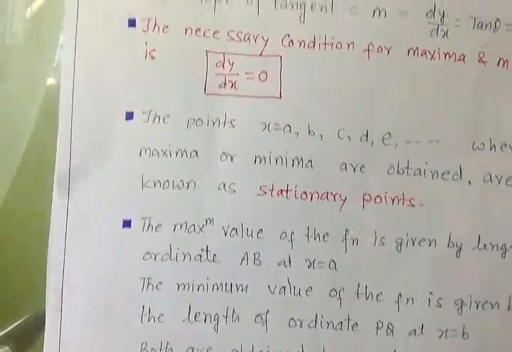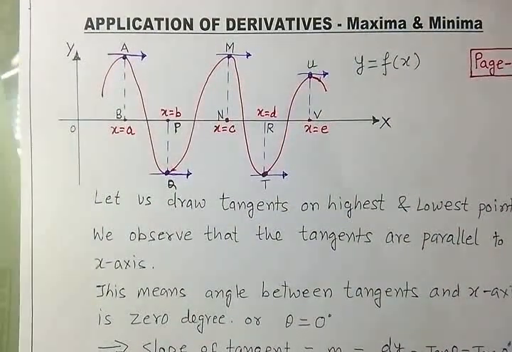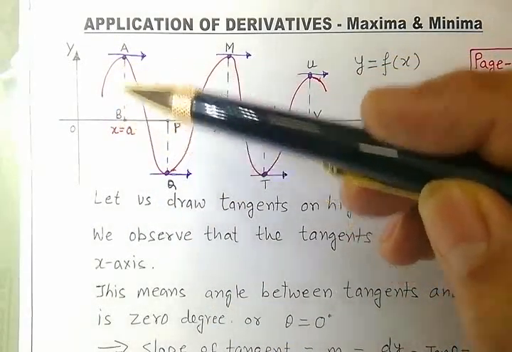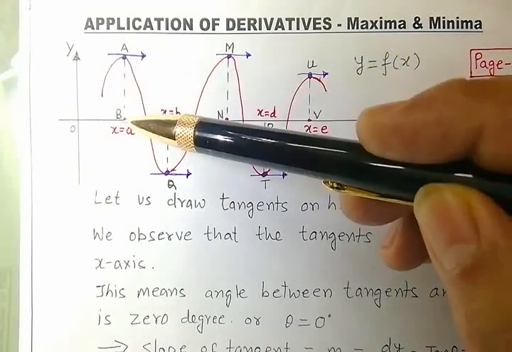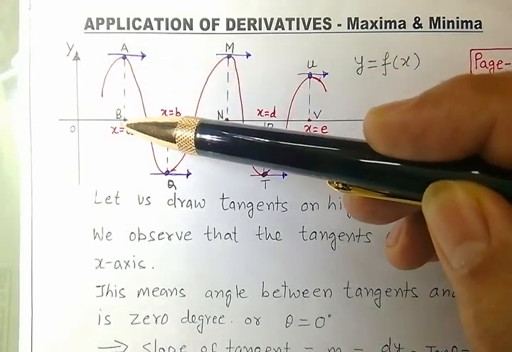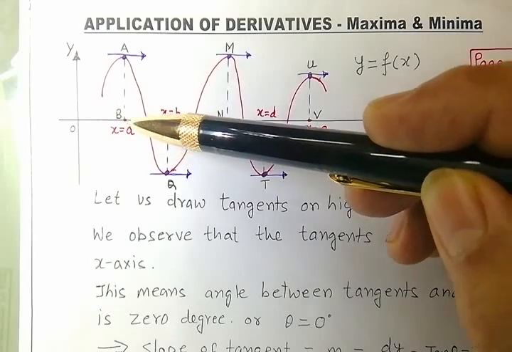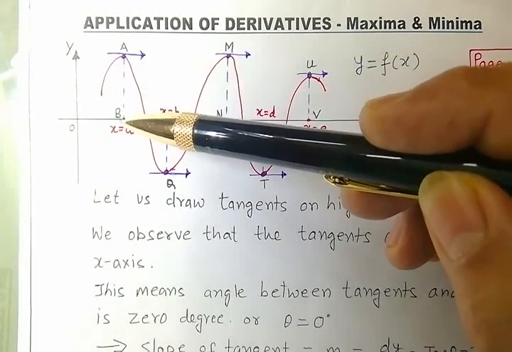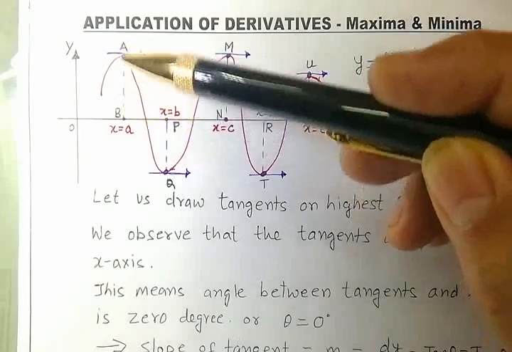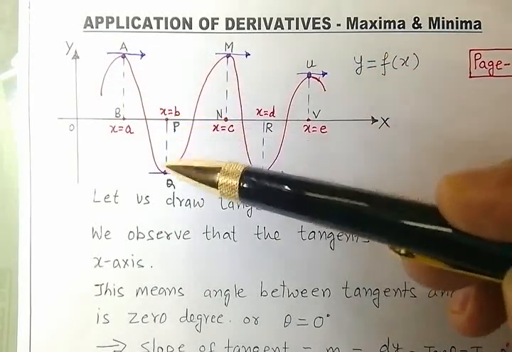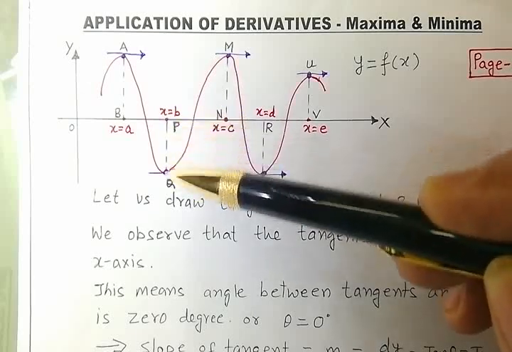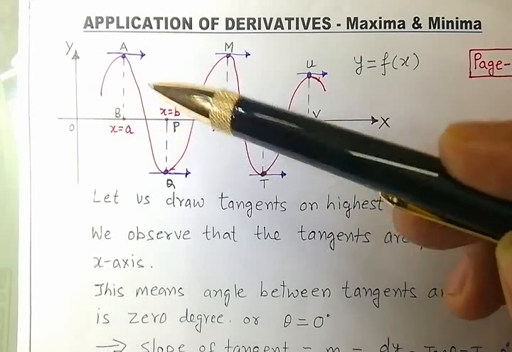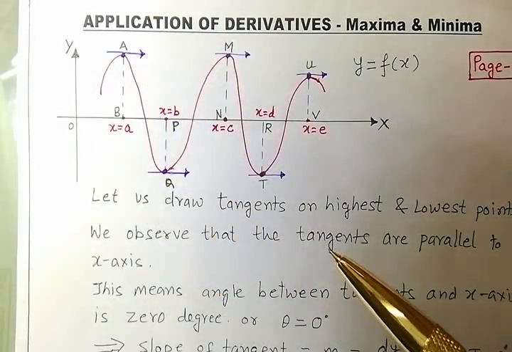What does it mean? Let us move to the figure. The maximum value of the function is this one, AB. The length of this ordinate, this straight line, is called the maximum value of the function at the point x is equal to a. This is a maximum point and this is the maximum value. This is a minimum point because here the minima is obtained, and this length PQ is called the minimum value of the function in this range. Now we have several maximas and several minimas.